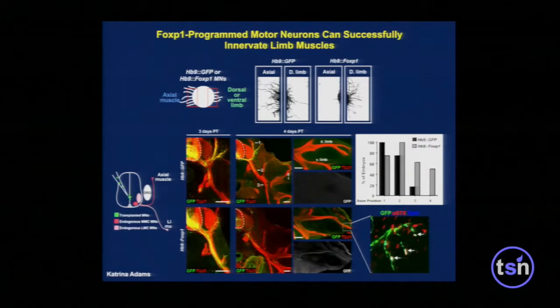And we also find that they receive presynaptic inputs. If we go back and look in the spinal cord, we can see that there are some presynaptic markers that are organized around the soma. Okay, so that's how we can change the phenotypes of the cells.